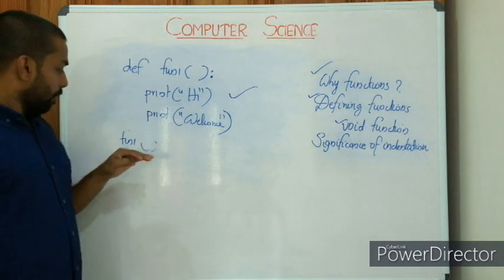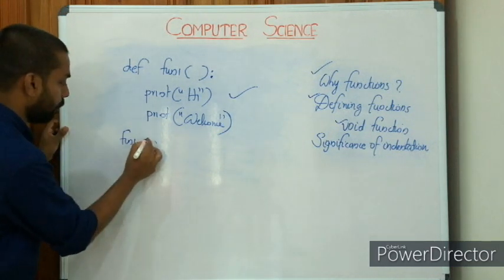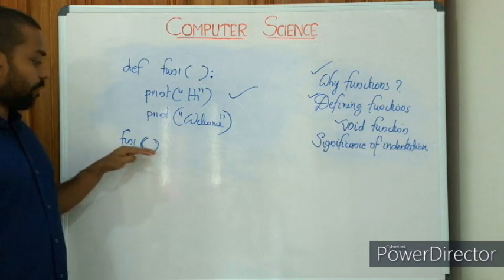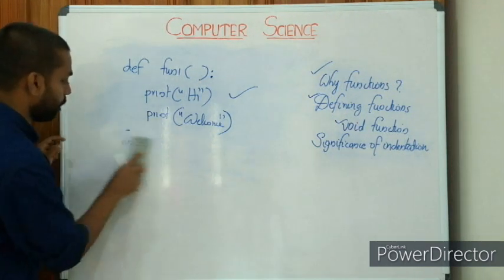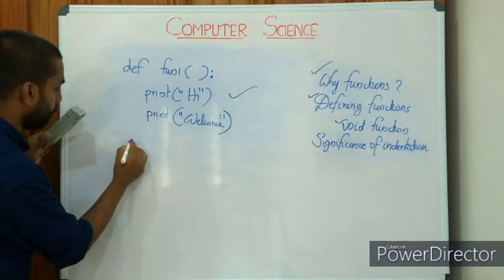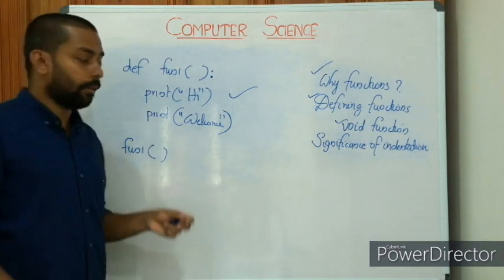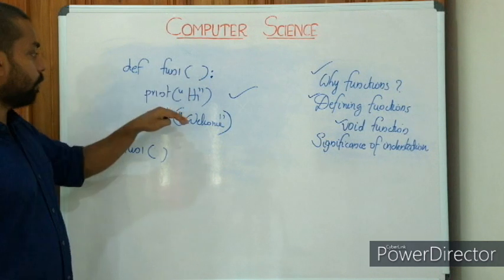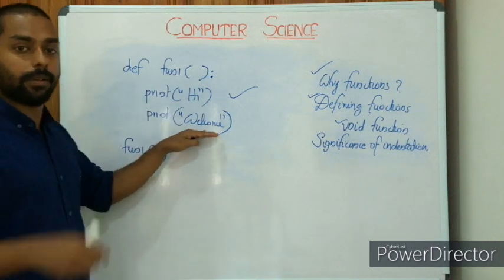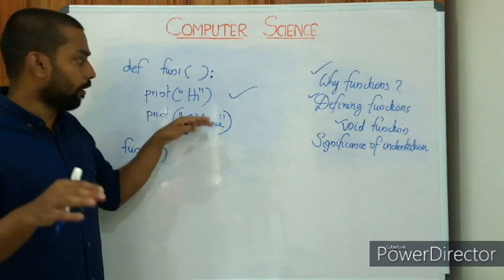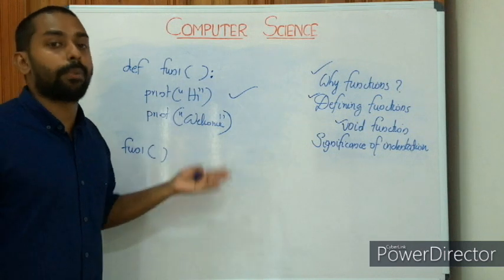Okay, and we are calling the function fun1. So how will it execute? At the time of calling, control goes to this function and hi will be executed. After that, welcome will be executed, meaning hi welcome will be printed.